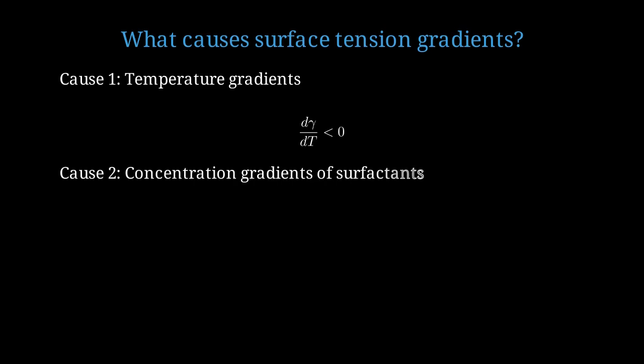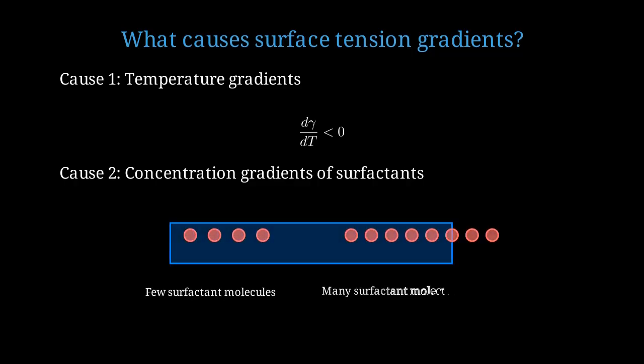Second, chemical composition. Surfactants are molecules that lower surface tension. A gradient in surfactant concentration creates a gradient in surface tension. Surfactants accumulate at interfaces and weaken the cohesive forces between water molecules, thereby lowering surface tension. More surfactant means lower gamma.